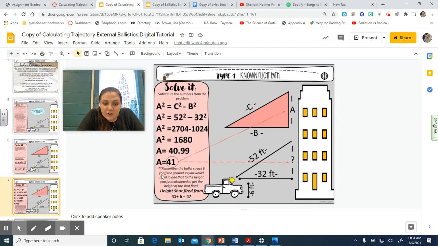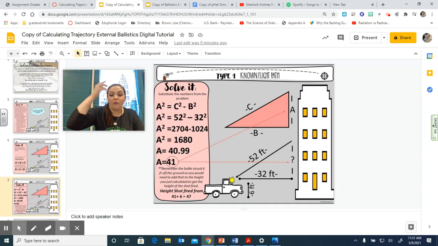Remember, the bullet struck 6 feet off the ground, so you would need to add that to the height you just calculated to get the height of the shot. Oh, you add it. Okay, so he's 6 feet up already. We're saying another 41 feet up, so really he's even higher. So 41 plus 6 is 47, and that's how high up.